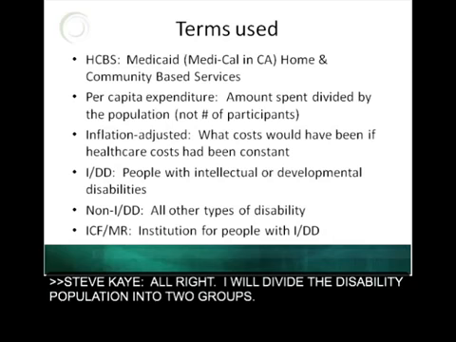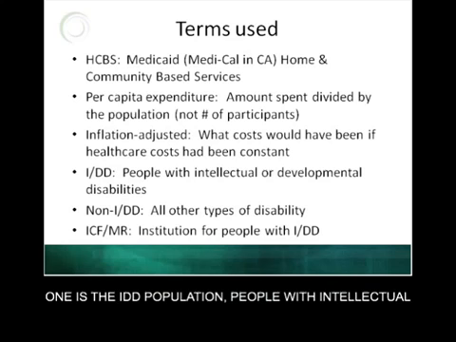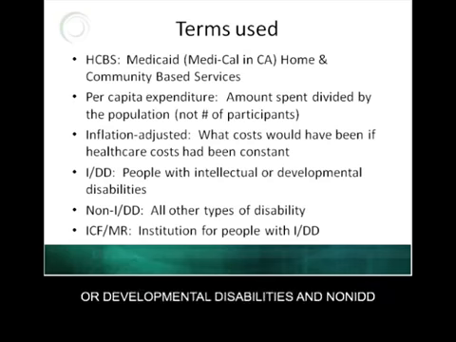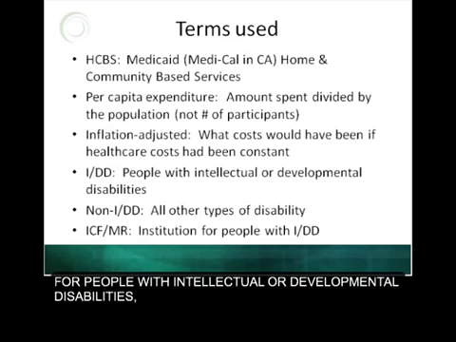All right, I'm going to divide the disability population into two groups. The group I'm calling the IDD population, which is people with intellectual or developmental disabilities, and I'm going to refer to the non-IDD population because I don't have a better term for it, which is any other type of disability but intellectual and developmental disabilities. Finally, a definition, what an ICFMR is: an institution for people with intellectual or developmental disabilities.